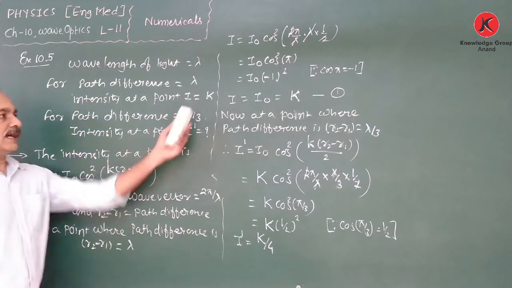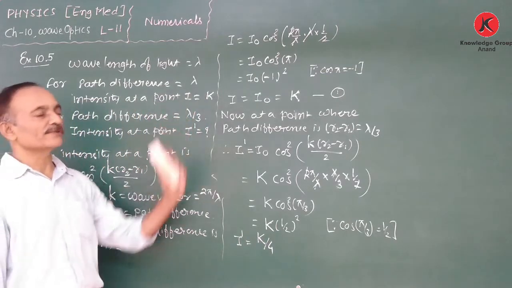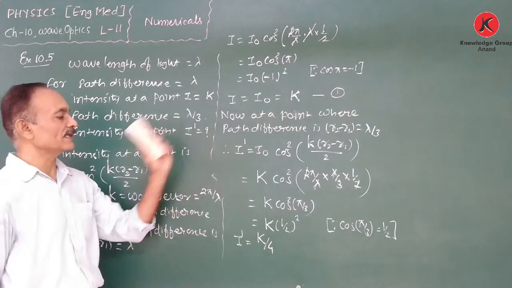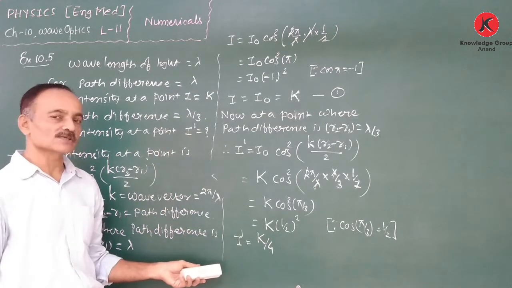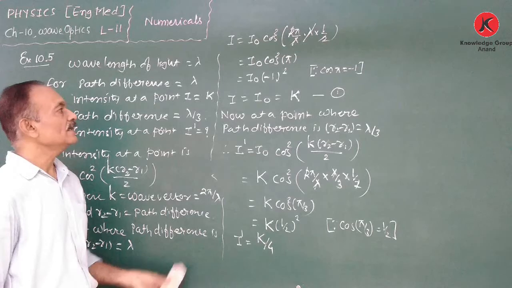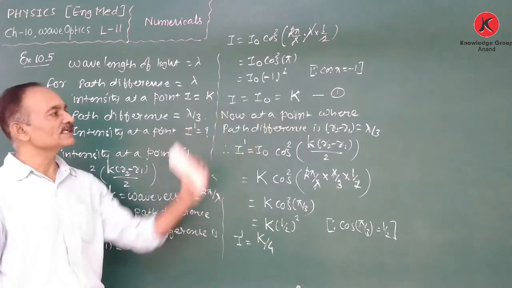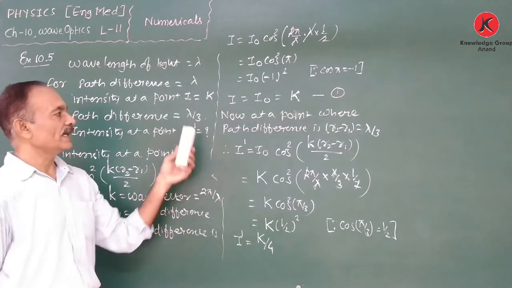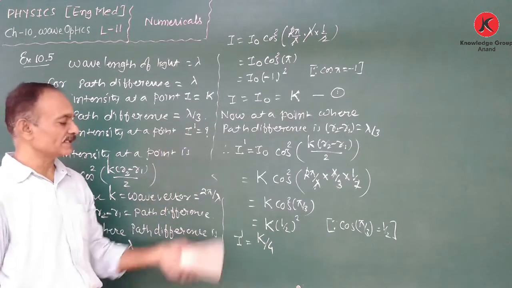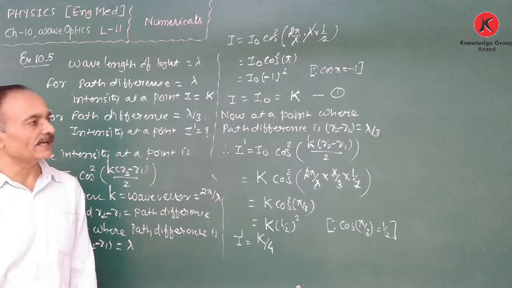So as the path difference at a point decreases from lambda to lambda by 3, the intensity also decreases. At the point where the path difference is lambda, the intensity is K. Now at the point where the path difference is lambda by 3, the intensity is K by 4.